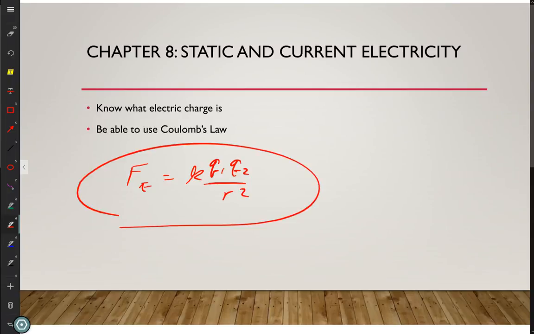We didn't talk about current or resistance or magnetism, so those topics won't be on the test. Obviously, neither will optics because we didn't do optics.